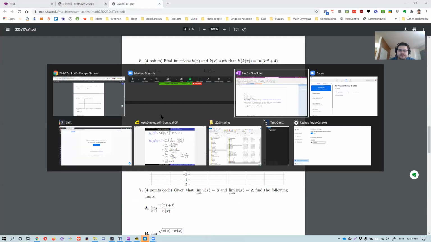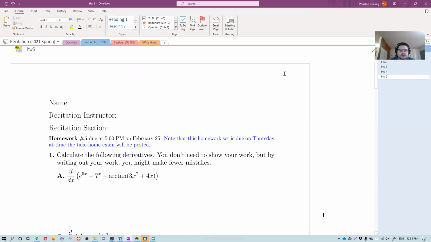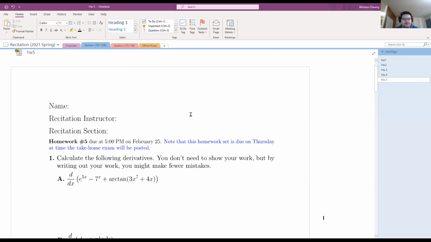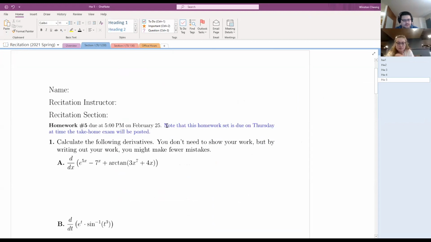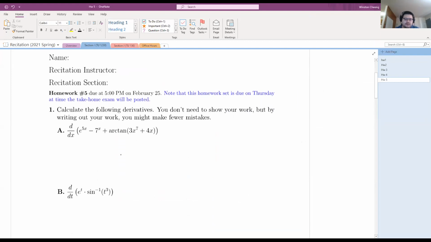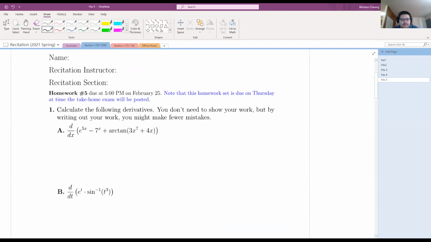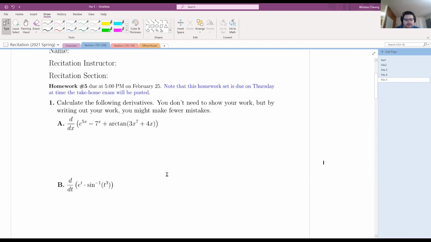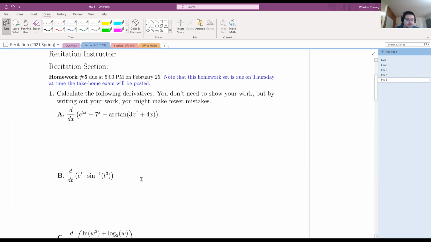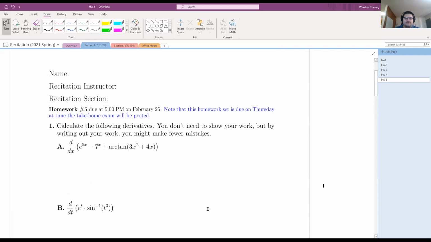Okay. Anyway, let's come back to the problem set. Right. So you guys learned about the derivative of the exponential function, the logarithm function, and the inverse trig functions. Those are all a bunch of various rules that we can quickly review.